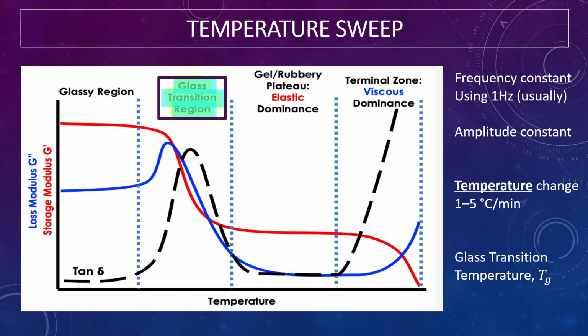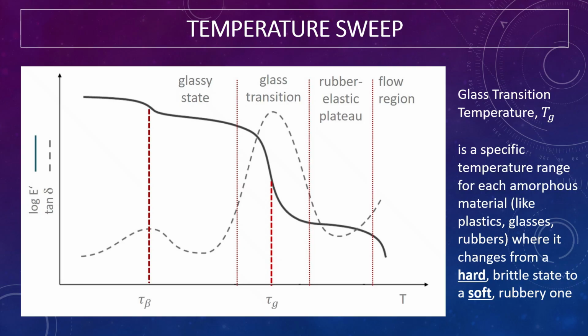The most important part, and the one we most often investigate, is the glass transition region. Glass transition temperature Tg is a specific temperature range for each amorphous material like plastics, glasses, and rubbers, where it changes from a hard, brittle state to a soft, rubbery one.